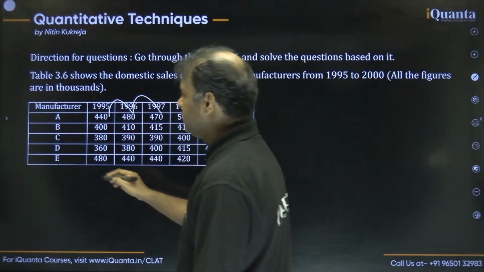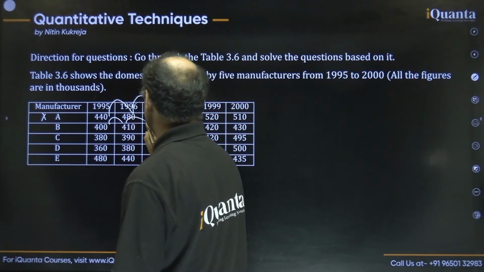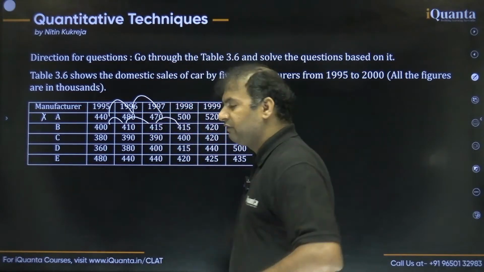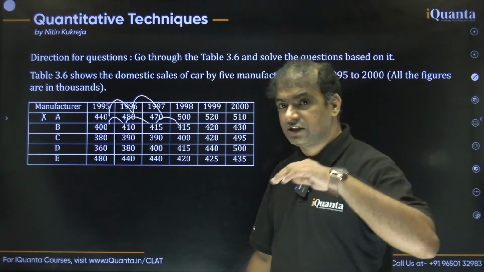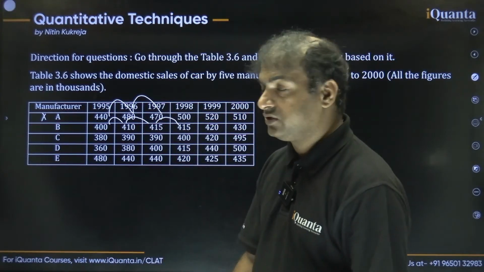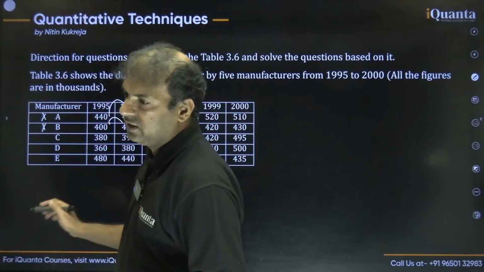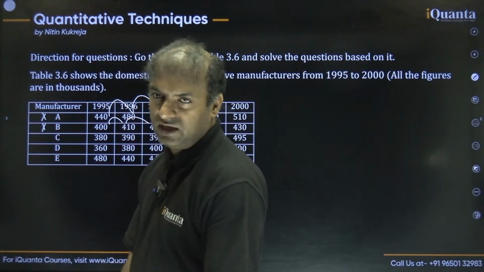Has not worked. It's okay. Let's look at B now. B from 400 to 410 increase, 410 to 415 increase, 415 to 415 did not increase, right? The question is that it should increase. It can't even be constant. It has to be an increase only, right? So that's why manufacturer B also does not work in this list. It's not the answer either, we can say.